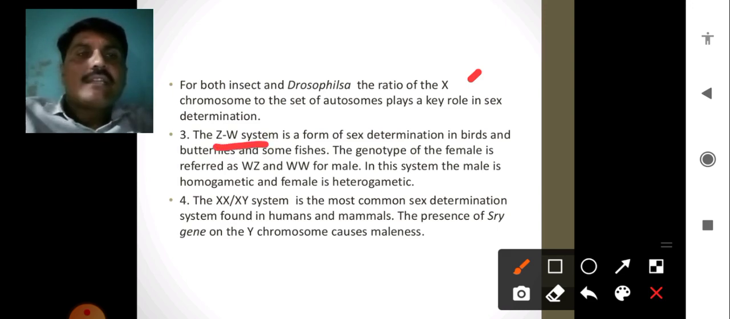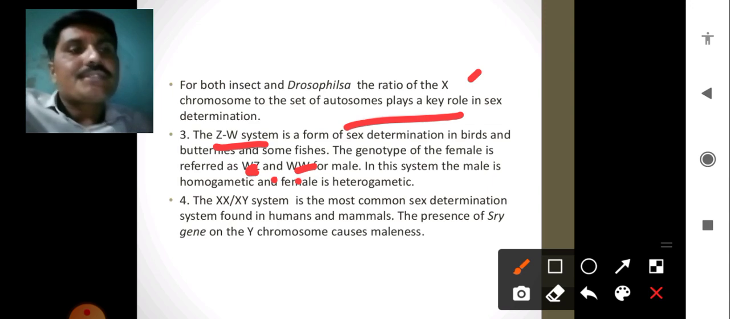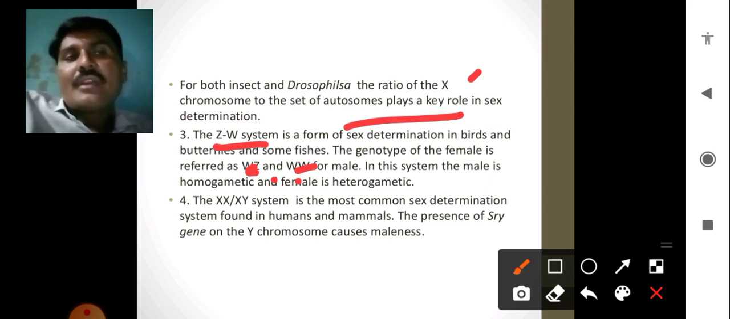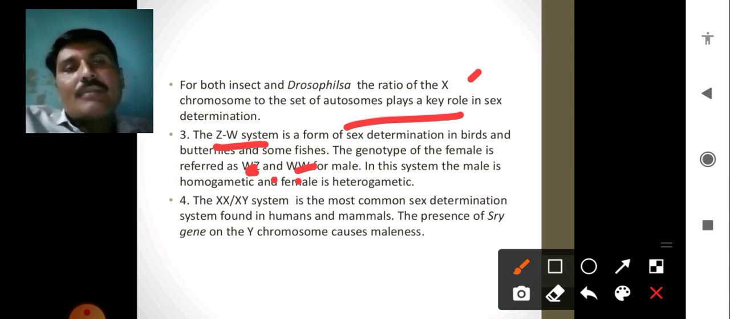While talking about birds, we saw the ZW system. This is a form of sex determination in birds, butterflies and some fishes too. The genotype of the female is referred to as ZW and the male as ZZ. In this system, the male is homogametic and the female is heterogametic. While talking about humans, it is the vice versa.